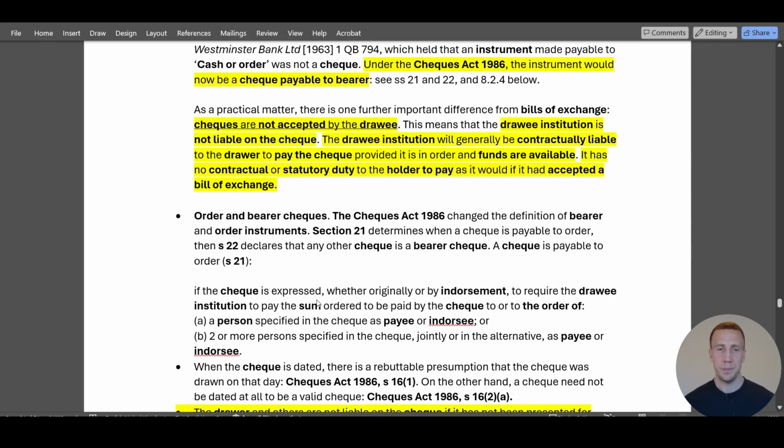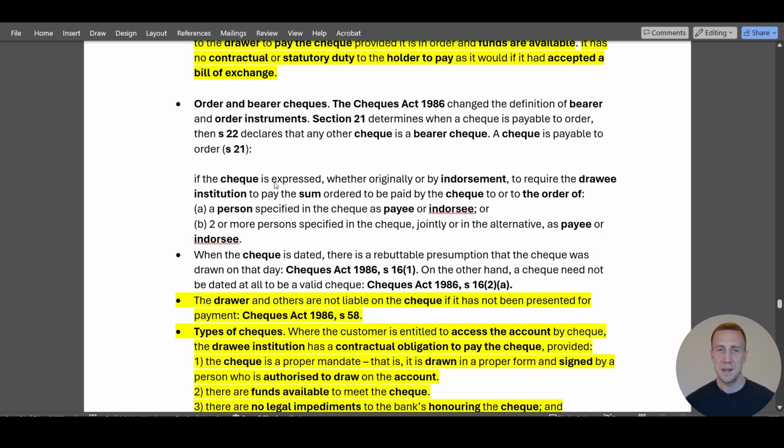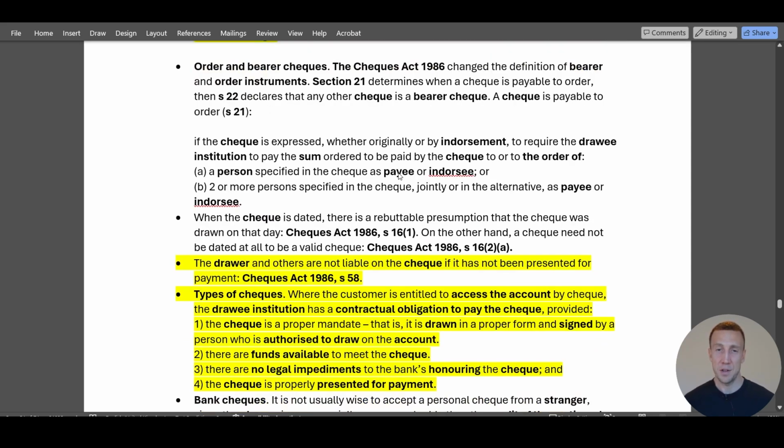So we have order and bearer checks. The Cheques Act 1986 changed the definition of bearer and order instruments. Section 21 determines when a check is payable to order, and then Section 22 declares that any other check is a bearer check. A check is payable to order, Section 21, if the check is expressed, whether originally or by endorsement, to require the drawee institution to pay the sum ordered to be paid by the check to or to the order of either A, a person specified on the check as payee or endorsee, or B, two or more persons specified in the check jointly or in the alternative as payee or endorsee.